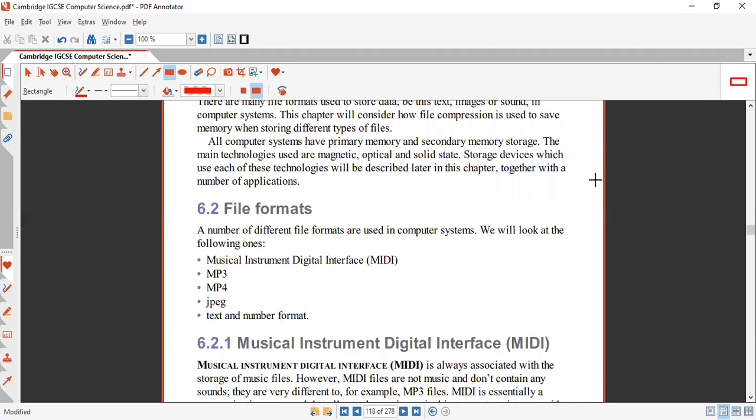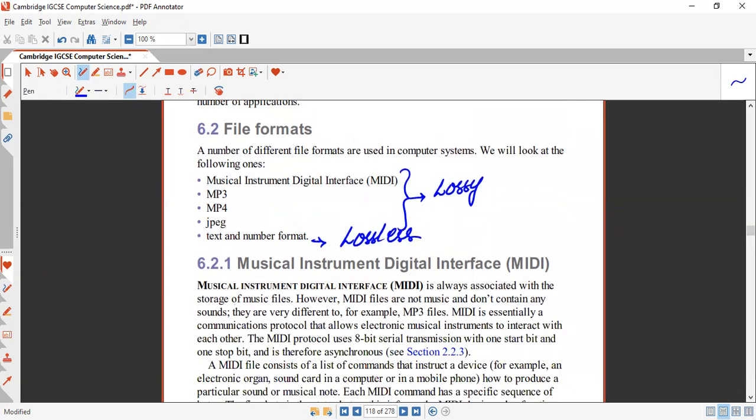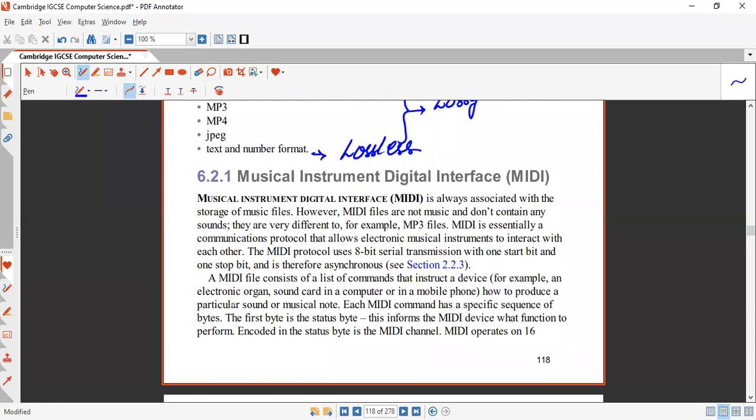Now, when it comes to lossy and lossless compression, all these four are categorized within lossy compression. Apart from the text and number format, these are termed as lossless compression formats, because for anything apart from the text and number file formats, if you compress it, it won't return to its original size. But text and number file formats can easily come back to the original size. That is the reason they are termed as lossless compression files.